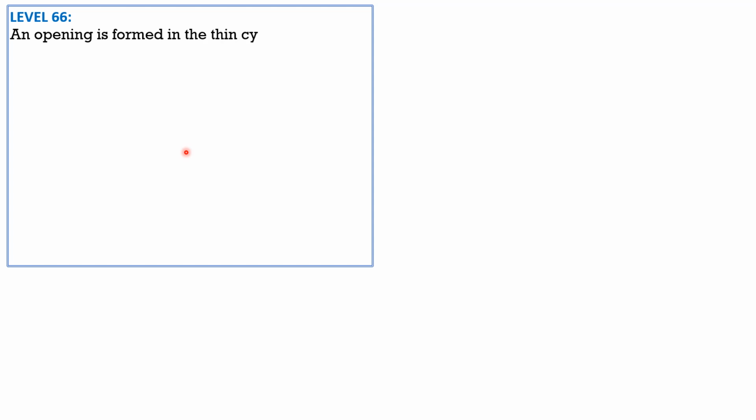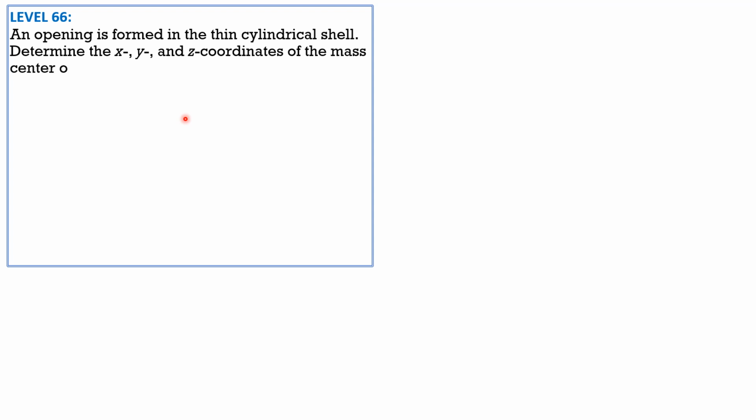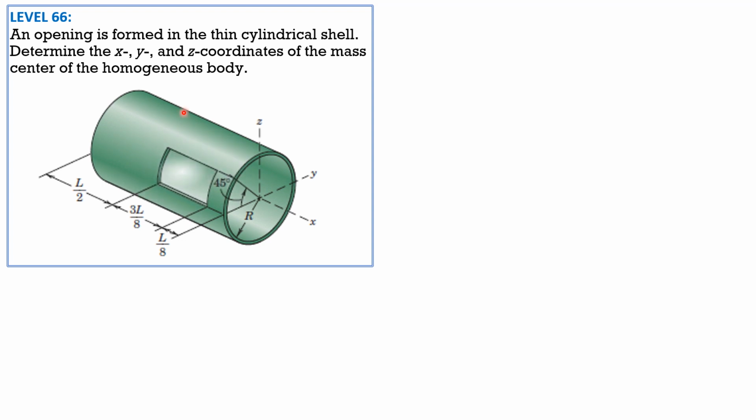Problem 66: an opening is formed in the thin cylindrical shell. Determine the x, the y, and the z coordinates of the mass center of the homogeneous body. So we have here a cylindrical shell and we have here an opening, which is a surface of the portion of the cylindrical shell. For the cylindrical shell itself, the centroid is here. So x bar is negative L over 2 for the whole cylindrical shell, y bar is 0 and z bar is 0.